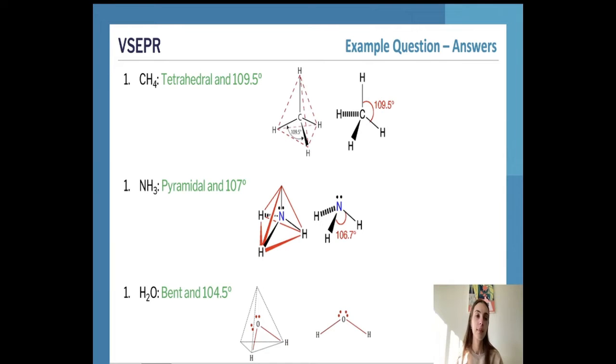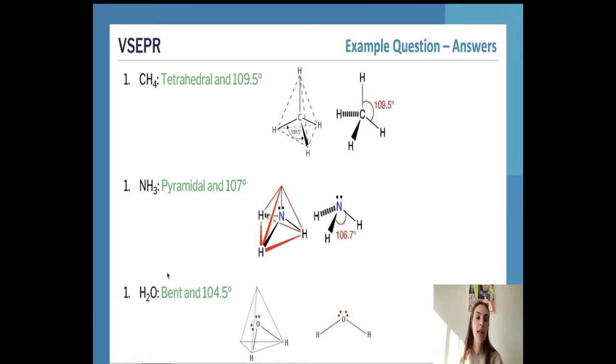Our next one is ammonia, or NH3, and we can see that this has a pyramidal shape and a 107 degree bond angle. Here we've got our Lewis diagram, and then our 3D VSEPR diagram. We can see that we've got this lone pair on the top, and this lone pair is repelling the hydrogen atoms downwards, and that has resulted in this 106.7, or rounded up to 107, degree bond angle.